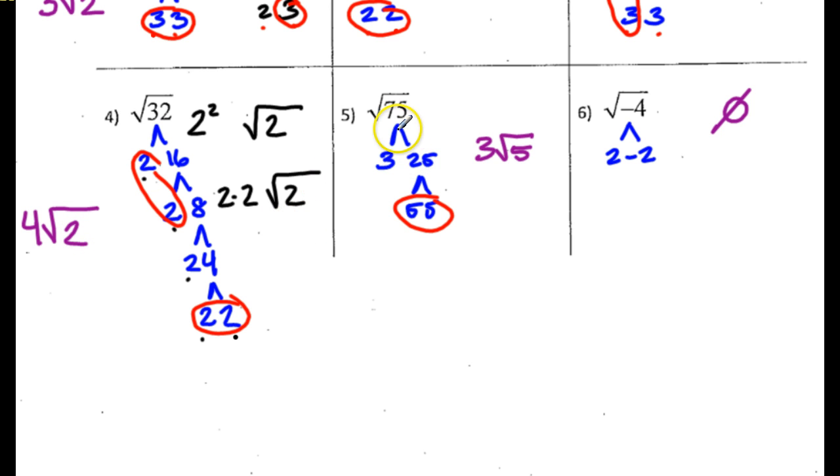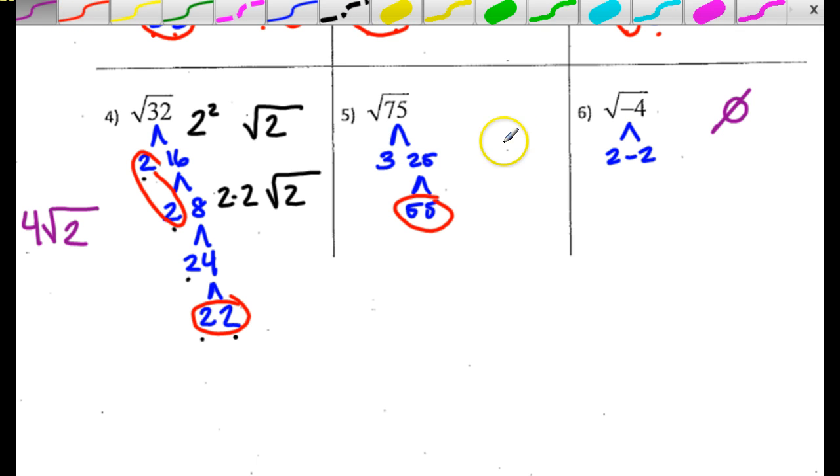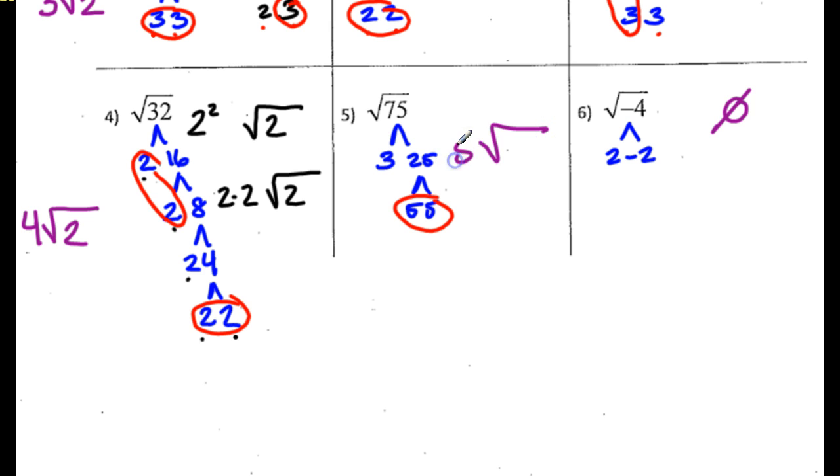Number 5, that was kind of straightforward. 3 times 25. 25 is 5 times 5. Whoops. Made a mistake. I put the wrong number on the outside and inside. So sorry. So the 5 comes out and the 3 stays in.